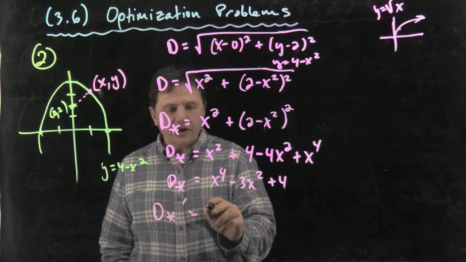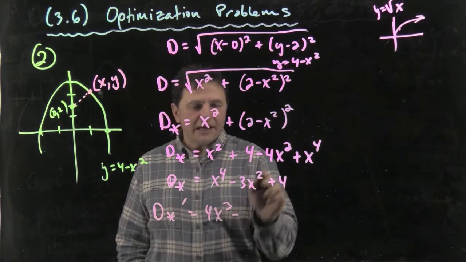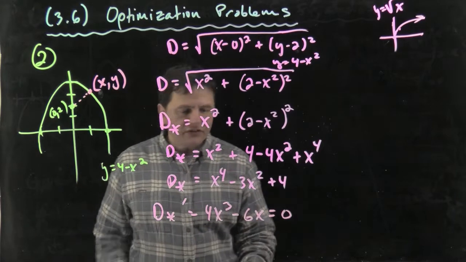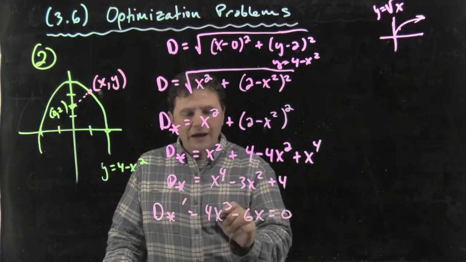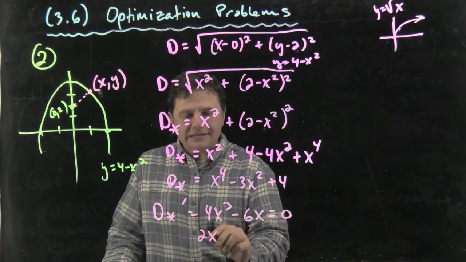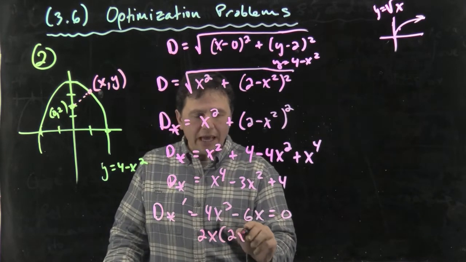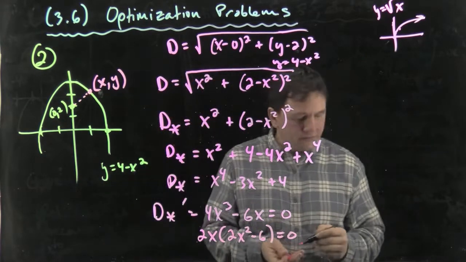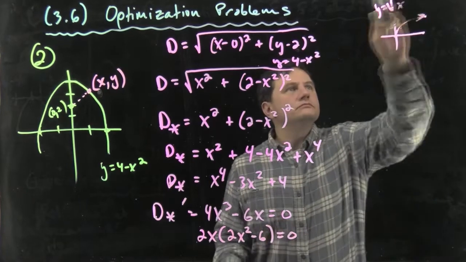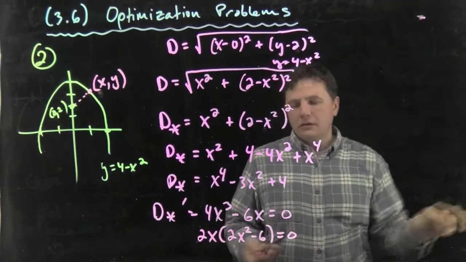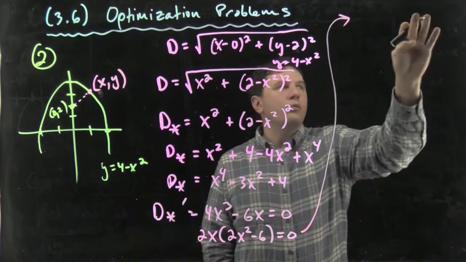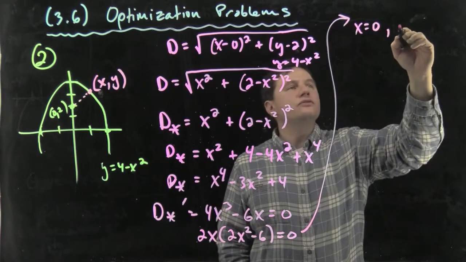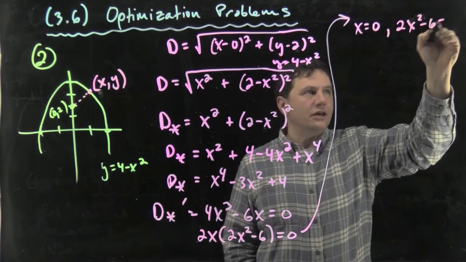So let's take the derivative of this. This will be 4x to the third minus 6x equals 0. Now the way I'm going to solve this is the zero product property. So let's factor out a 2x, which will leave us with 2x squared minus 6 equals 0. Now let me point out from this, let's move this over here. Okay. From this right here, we get two critical points. One is x equals 0. The other is 2x squared minus 6 equals 0.